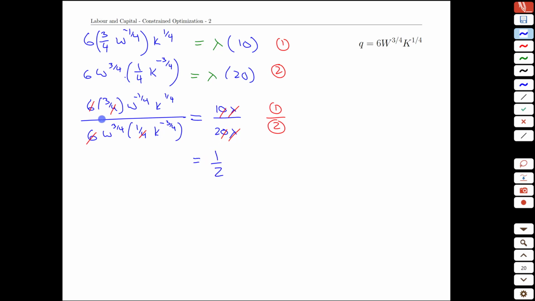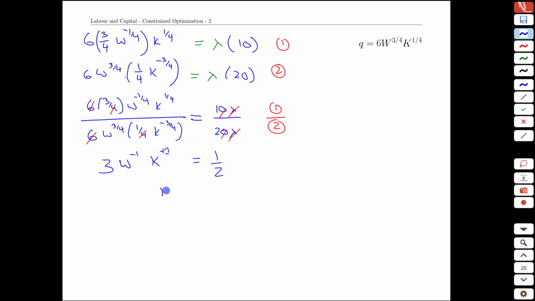The right-hand side is a half, we have a 3 over 1, so that's just a 3, and then W to the negative 1/4 divided by W to the 3/4, we subtract powers when we divide. That's going to give us W to the negative 1. And the K's, interestingly enough, work the other way. We have positive 1/4 minus 3/4, that's 1/4 plus 3/4 in the numerator, and we get K to the positive 1. And then we get an equation that's a lot easier to work with.